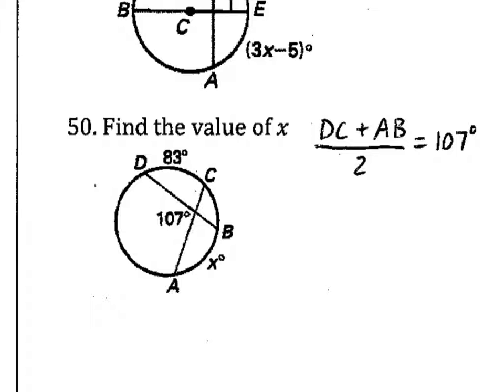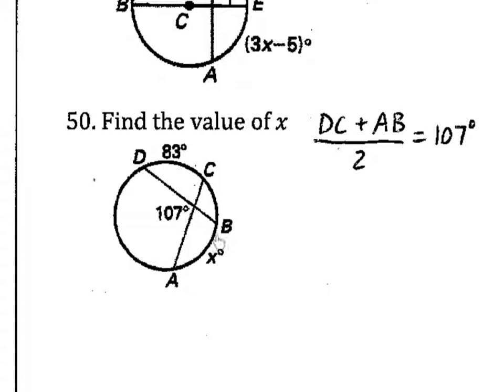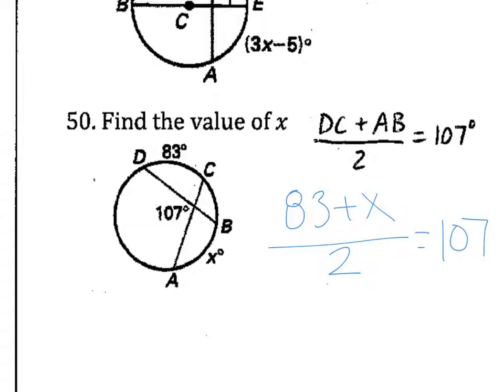So here we go, the last question. You want to figure out the value of x right here. Follow this: take DC plus AB. So you're going to have 83 plus x divided by 2 equals 107, and solve for x. If you have any questions, be sure to let us know.